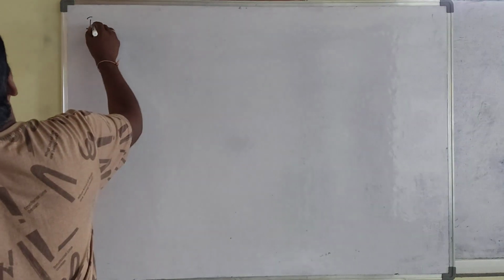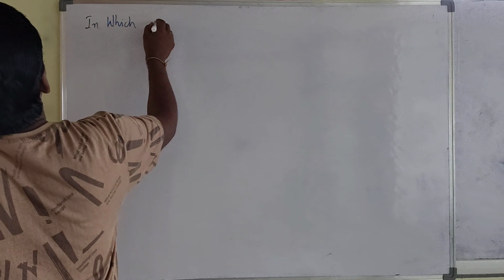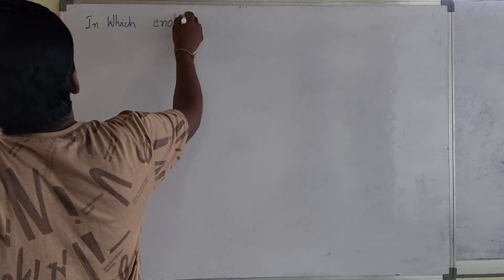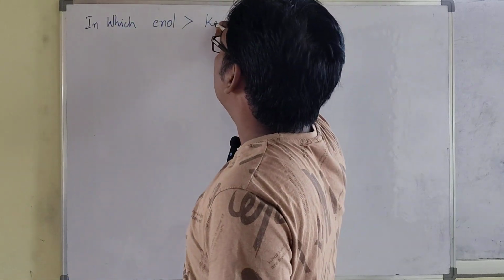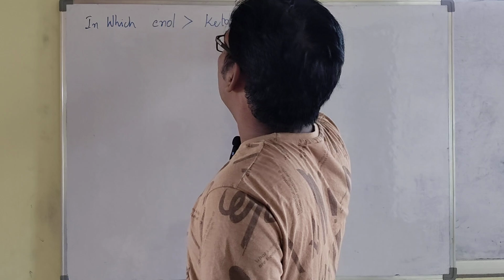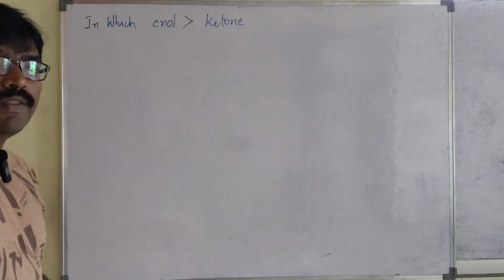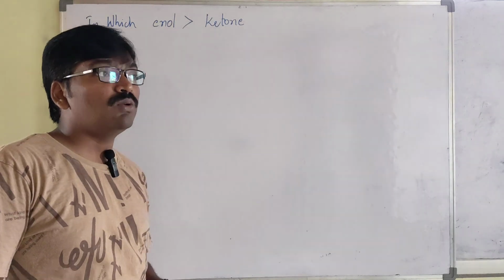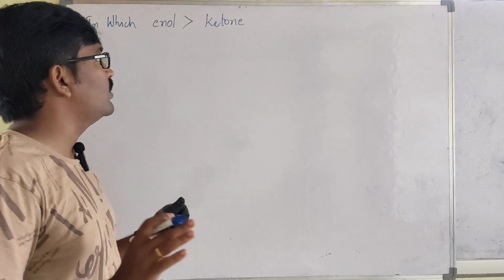Some other compounds we will see, in which enol formation is greater than that of ketone. If a ketone compound can represent more than one enol formation, then which enol is more stable in this?